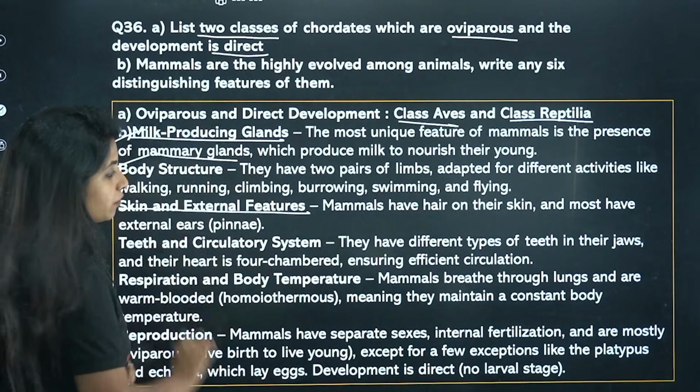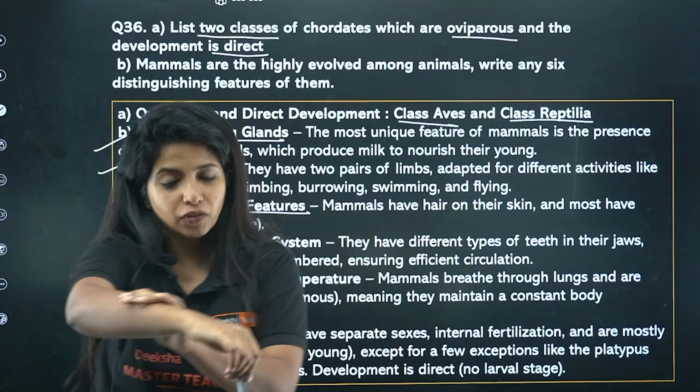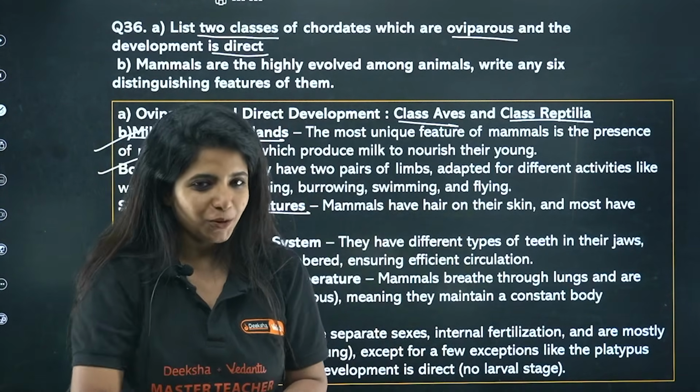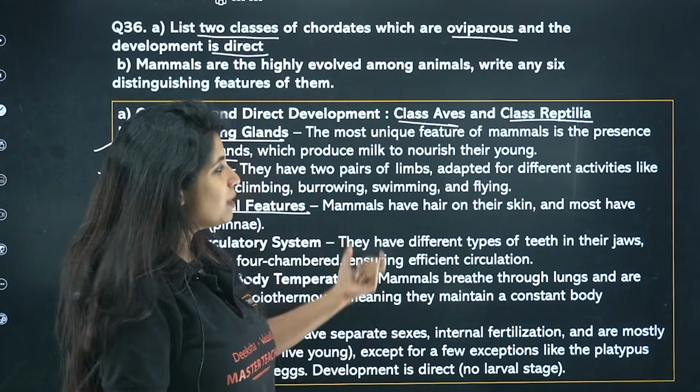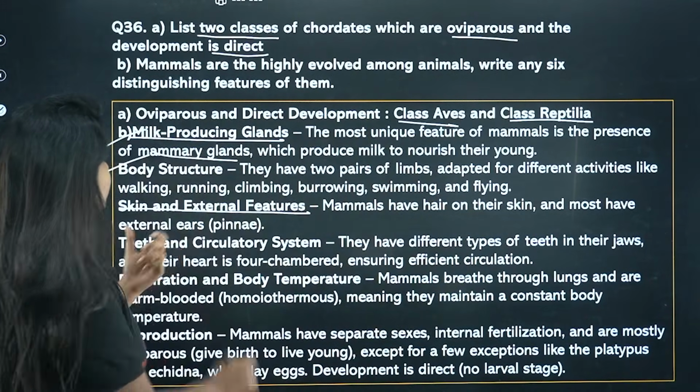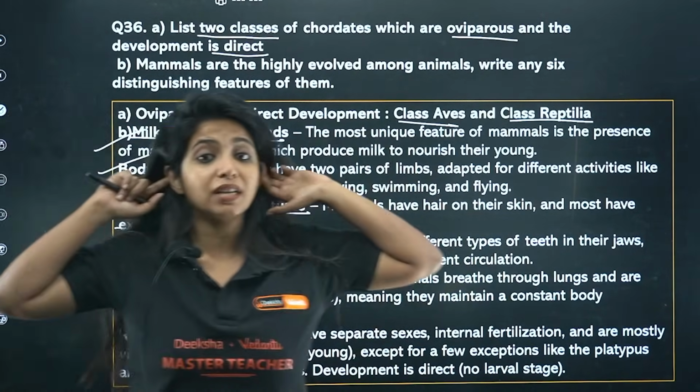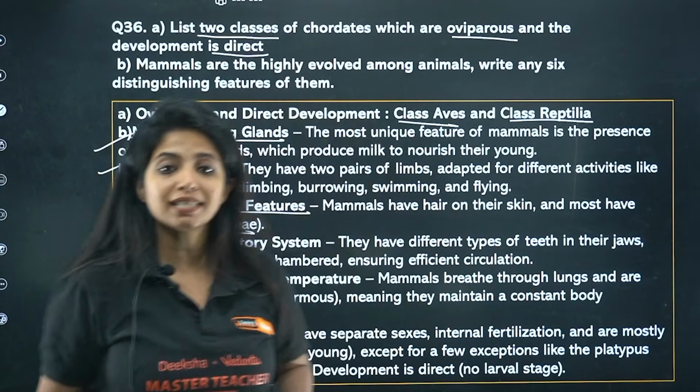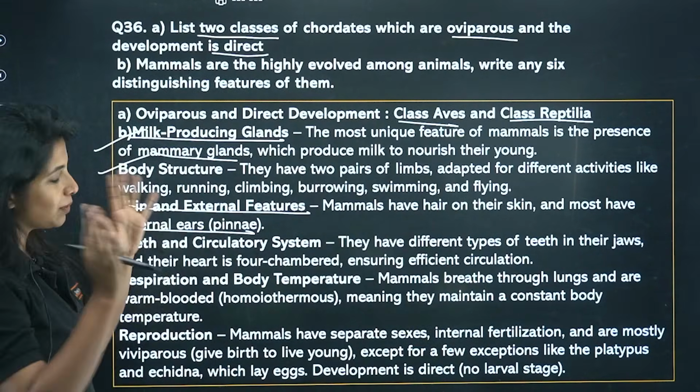Now skin and external features. Mammals have hair on their skin. Do we have? No, all of us have done waxing, right? No, but the guys will definitely be having. So mammals have hair on their skin and most have external ears, which is known as pinna. This is the external ear, which is known as pinna. That's all there.